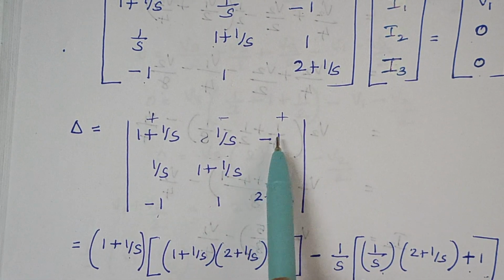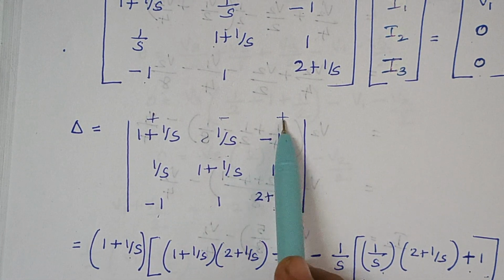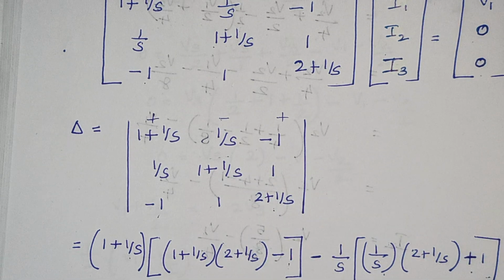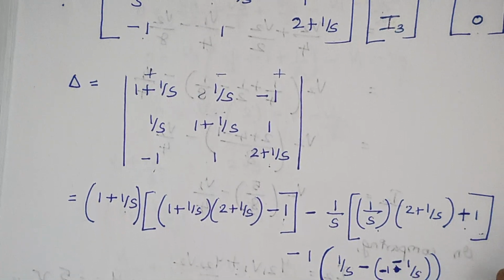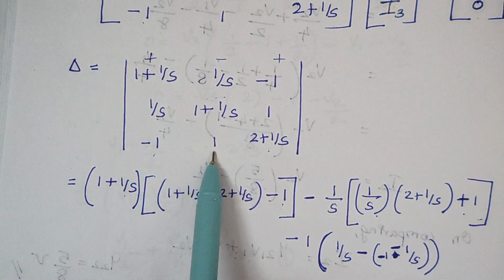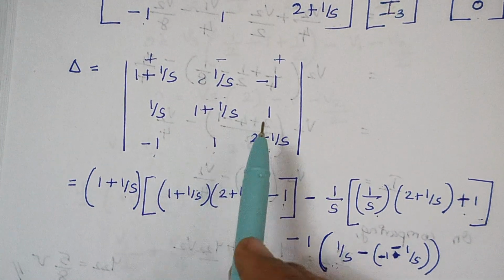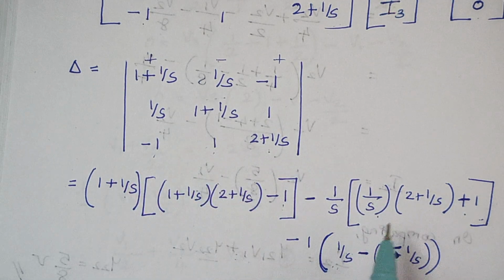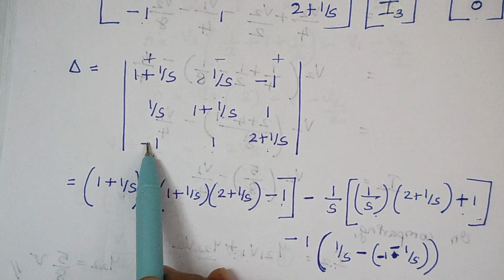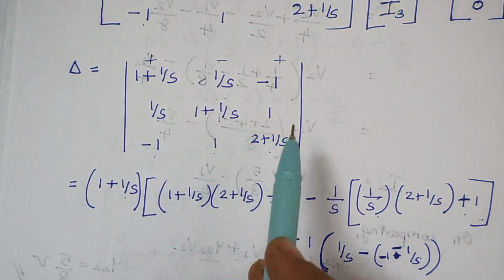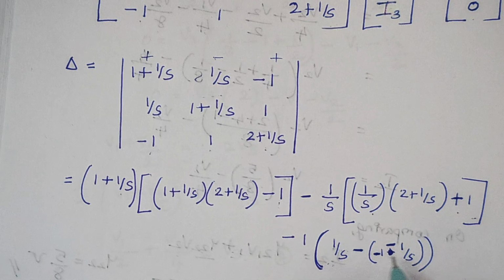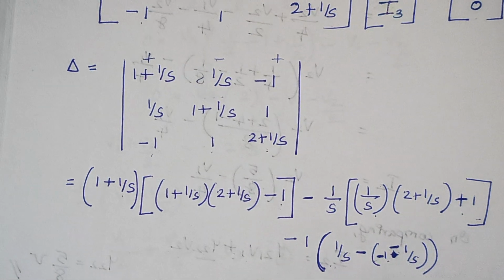And for the last term, again this is minus into plus, therefore minus. So minus 1 into, you have to leave this column and this row. So while writing, you see 1 by s into 1 is 1 by s, minus of minus 1 into 1 plus 1 by s. So whenever it is multiplied by minus 1, here what happens? This becomes minus 1 minus 1 by s. So this is what I had written, minus 1 minus 1 by s.